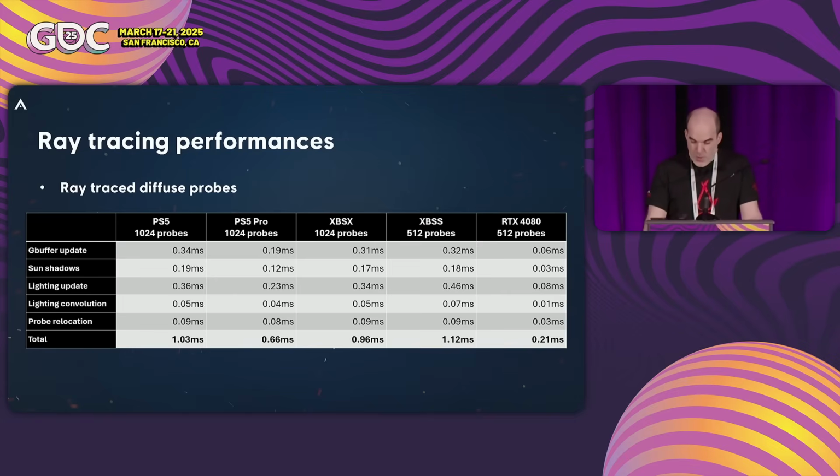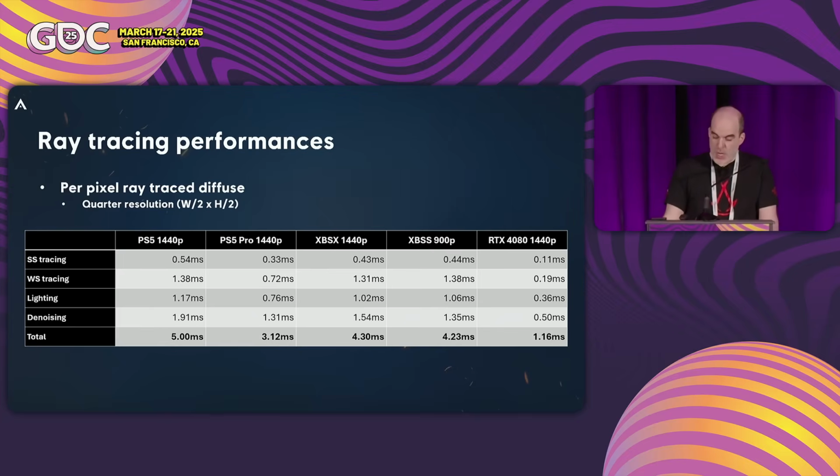So for performance, what is the cost of our Ray Trace probes? Basically, it's 1 millisecond on most consoles, except PS5 Pro, which has better ray tracing performance and hardware. And for per-pixel ray tracing, we're roughly around 4 to 5 milliseconds, again except the Pro. So we arrive at a total of between 5 and 6 milliseconds for diffuse. That is spread across the graphics queue and the async queue.